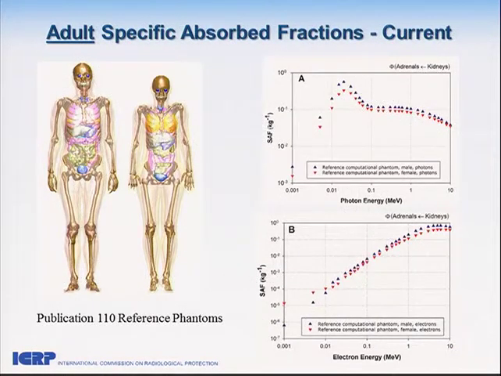So current with ICRP 103 and then the subsequent publication of the reference adult male and female reference phantoms, we have now completed a complete set of, and are finalizing it as we speak, a set of specific absorbed fractions for all particles, including neutrons, because we have to occasionally deal with a radionuclide that's internally deposited that decays by spontaneous fission. So we did have to do some neutron internal calculations. So neutrons, electrons, photons, and alpha particles. And here's an example. We have a document that just finished a public comment on specific absorbed fractions for the ICRP adult male and female.